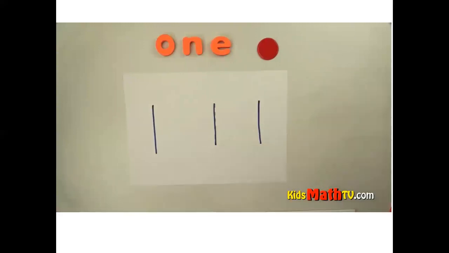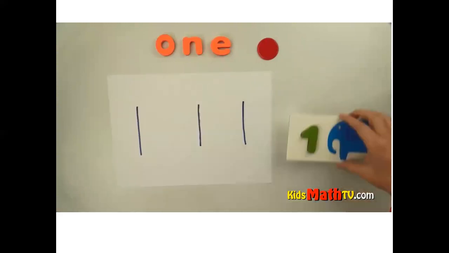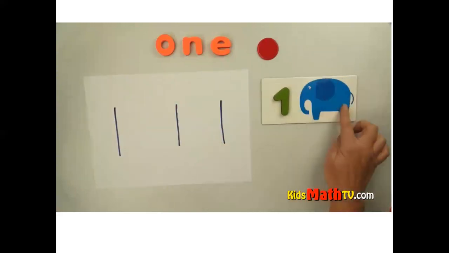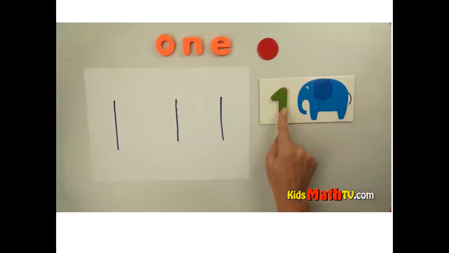1. Sometimes the number 1 looks a little different than just a straight line. Here is an example of 1 elephant. This is just 1 elephant, but this 1 looks a little different than this one, but it's still a 1. 1 elephant. Here's another example of a 1. It's a little bit different shape, but it's still the number 1.